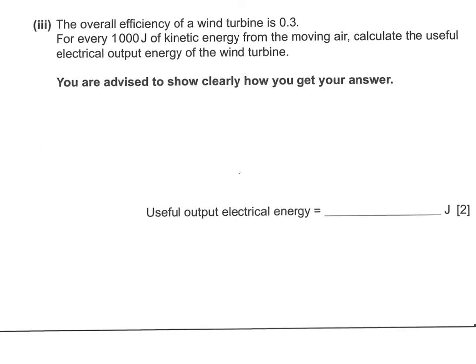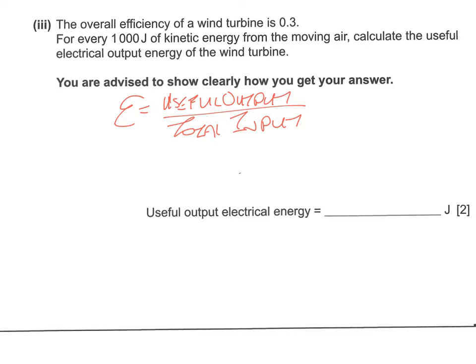Part 3. The overall efficiency of a wind turbine is 0.3. For every 1000 joules of kinetic energy from the moving air, calculate the useful electrical output energy of the wind turbine. So we know that efficiency is useful output over total input. So the useful output is going to be the efficiency times the total input. So we've got 0.3 of an efficiency times 1000 joules of input wind energy, which gives us 300 joules of output.